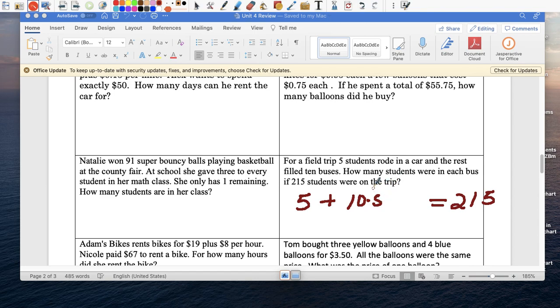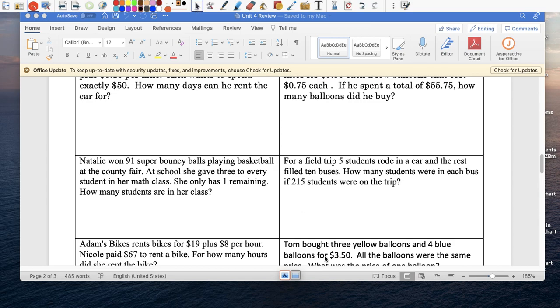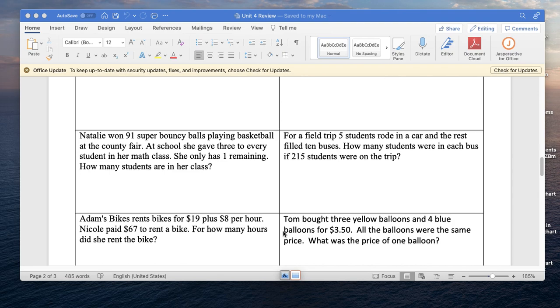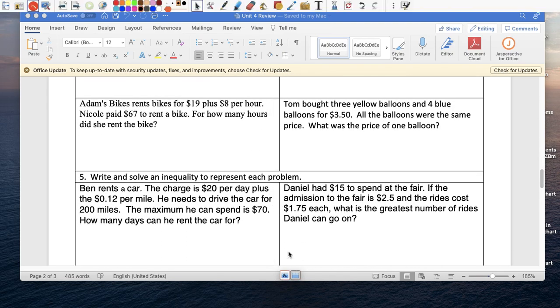And that should have been your equal sign. Minus 5. We get 10b, right? 10 buses with a certain amount of students in each bus equals 210. Divide by 10, divide by 10. The number of students in each bus was 21.